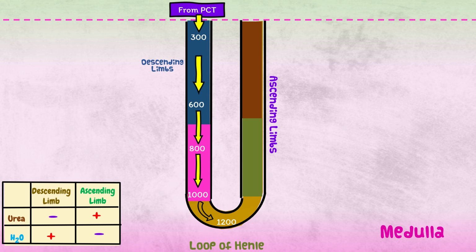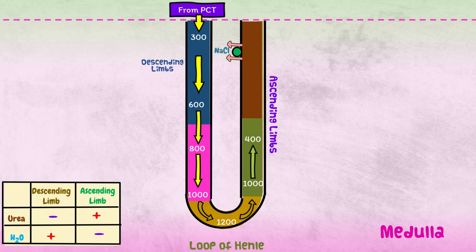When the thin ascending segment of the loop ascends upwards through the medullary region, osmolarity decreases gradually. Due to concentration gradient, sodium chloride diffuses out of tubular fluid, and osmolarity decreases to 400 milliosmol per liter. The fluid in this segment is slightly hypertonic to plasma.